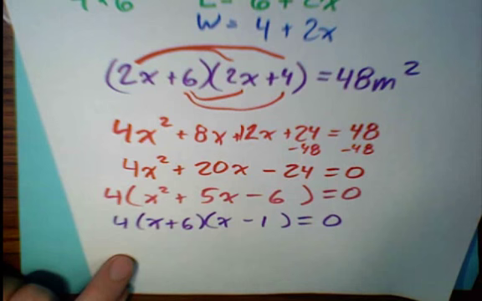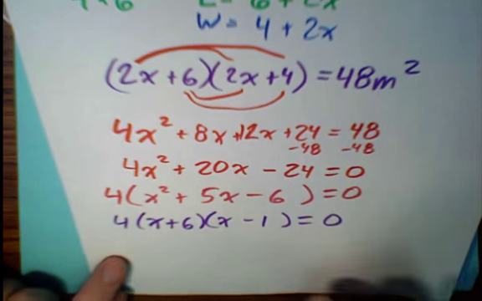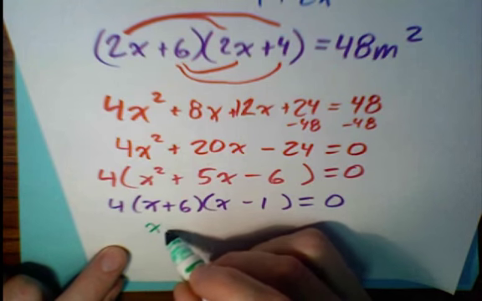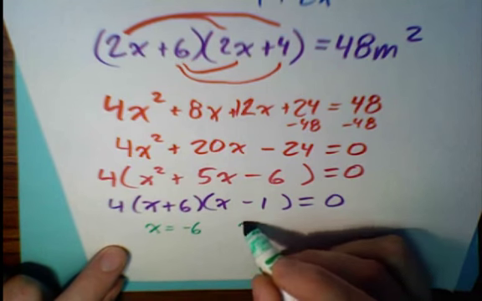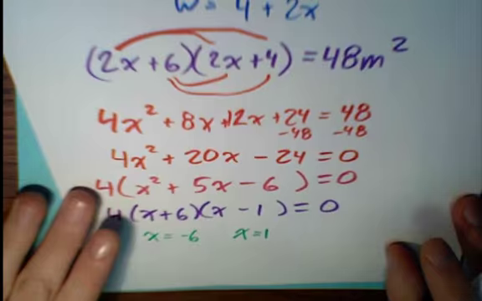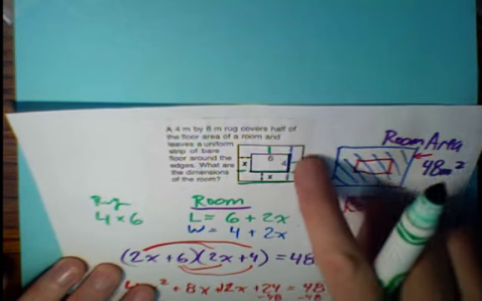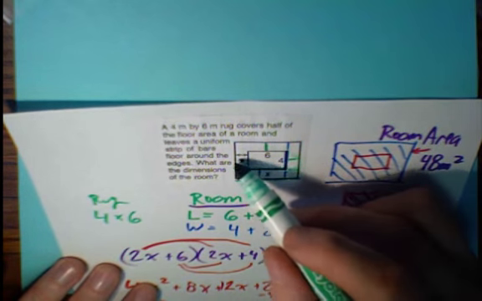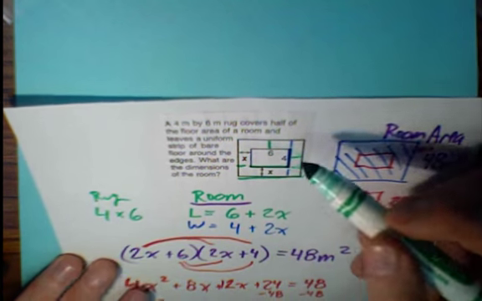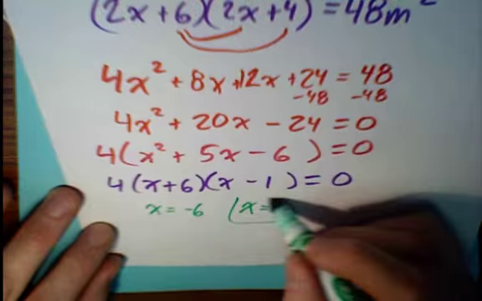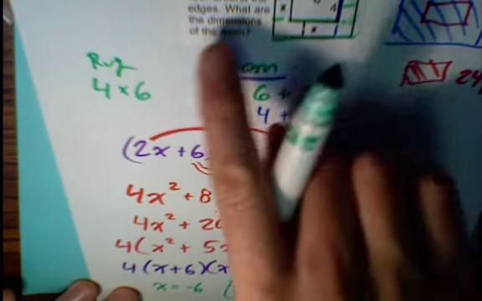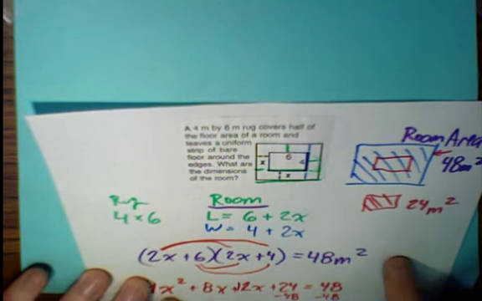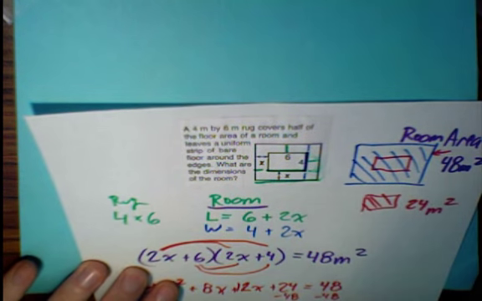Now, using the zero product rule, we have x plus 6 equals 0 or x minus 1 equals 0. So x can either equal negative 6 or x can equal 1. But if you go back to the original problem, does negative 6 make sense? Negative 6 cannot be the length of the bare strip. So the actual answer is this, and it says, what are the dimensions of the room? In other words, they didn't ask us for x. What are the dimensions of the room?